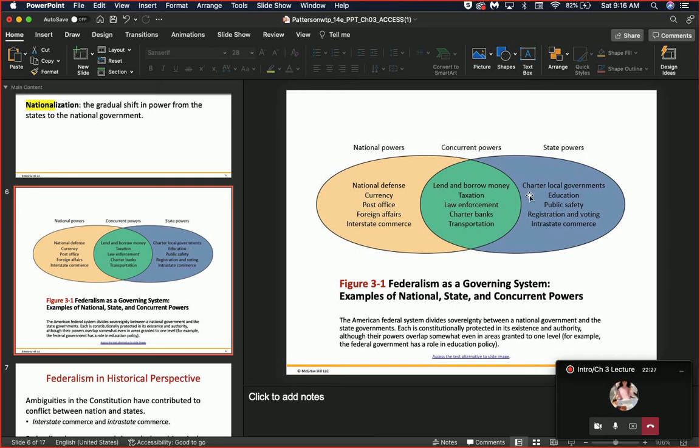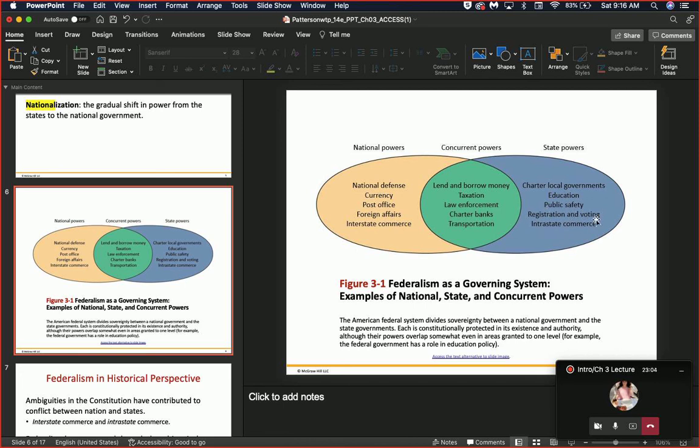State powers include the power to charter local government, meaning the power to create different cities and, at one point, different counties, whenever the states were first being built out. It has the power over education. We have seen the national powers reach into this education category, that process of nationalization. Public safety refers to the police department and also the highways. You go through DPS, the Department of Public Safety, to get your driver's license. That is a state power.